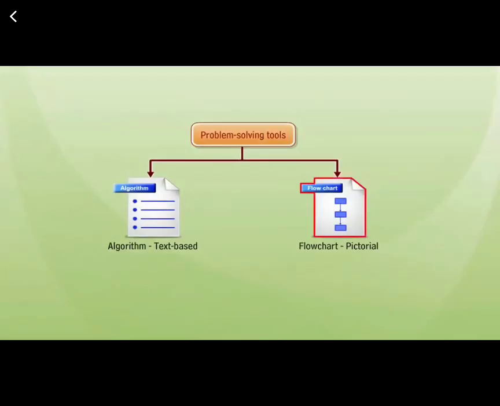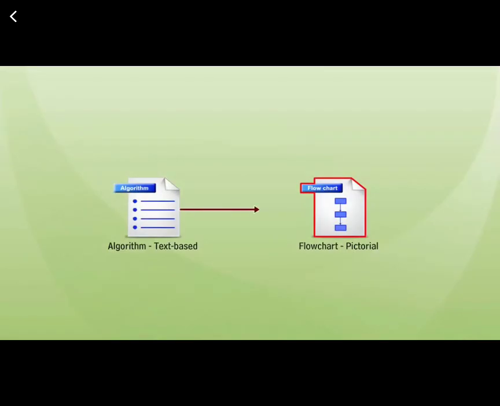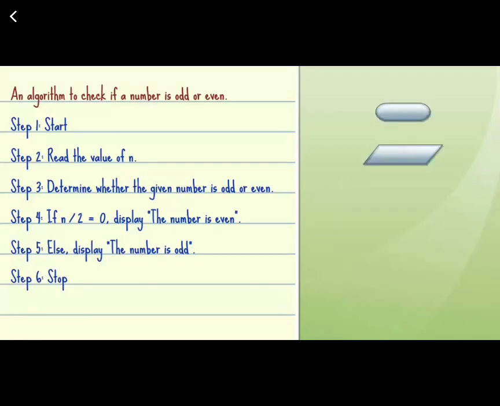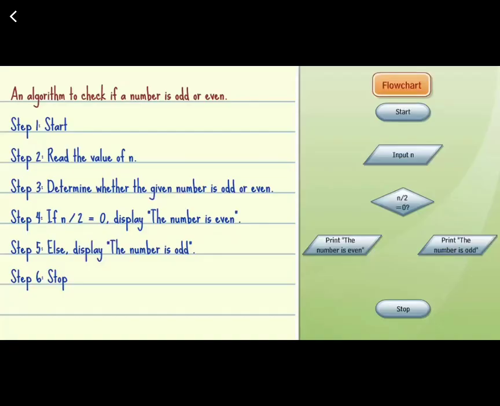A flowchart is a pictorial problem-solving tool that represents an algorithm in a diagrammatic format. Each step or operation of the algorithm is represented using different shapes containing instructions, and these shapes are connected to each other by arrows to indicate the flow of the operation.